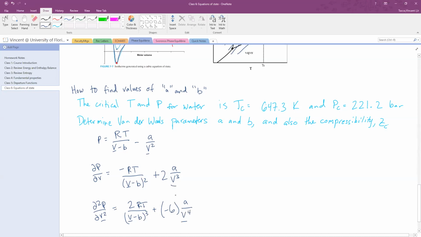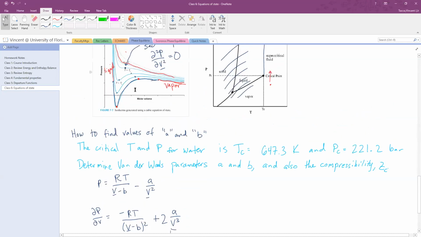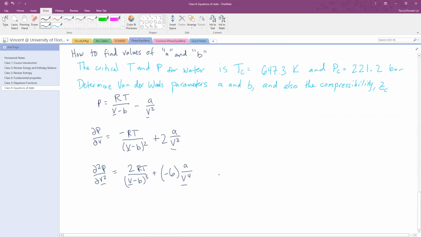All right, so because we're at the critical point, we're going to assume that at T equal to T critical, we said that this is at a saddle point, so therefore this second derivative is equal to 0. And also the first derivative is equal to 0 as well, because the slope is flat at that point. Note that these are both for the critical point.